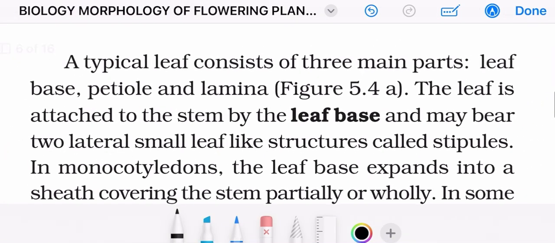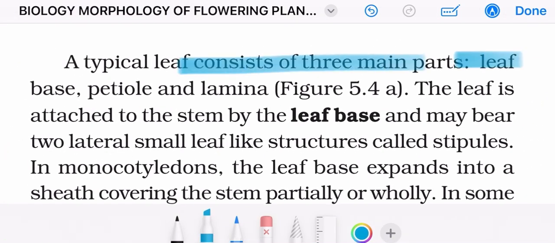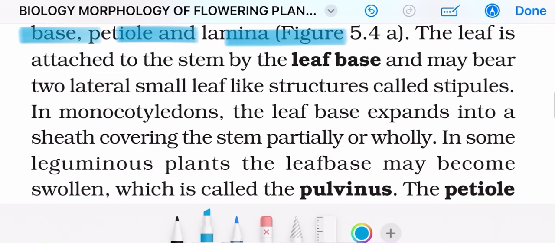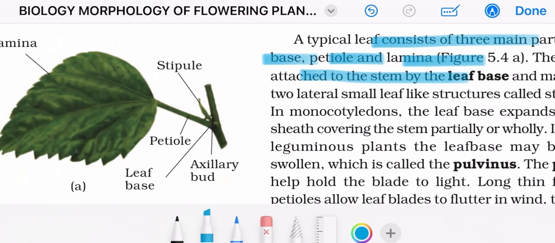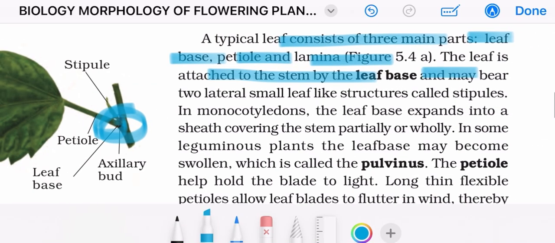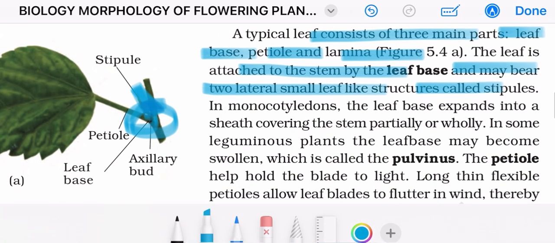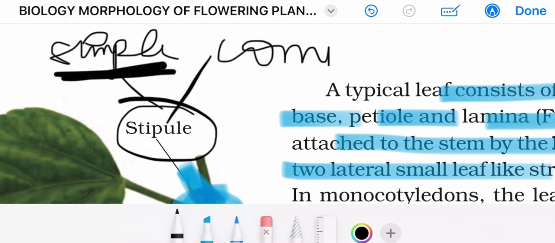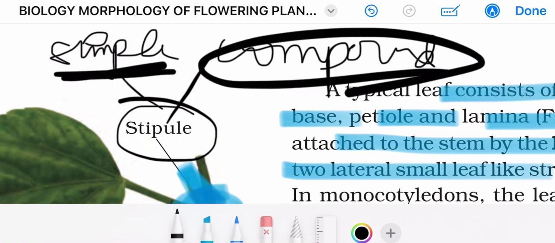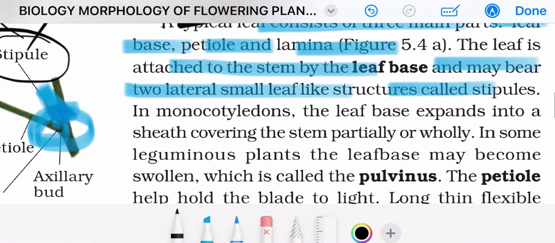Now moving ahead. A typical leaf consists of three main parts: leaf base, petiole and lamina. The leaf is attached to the stem by the leaf base, and may bear two lateral small leaf-like structures called stipules. We can distinguish simple and compound leaves using stipules. Simple leaves have stipules and compound leaves do not have stipules present on the leaf base.